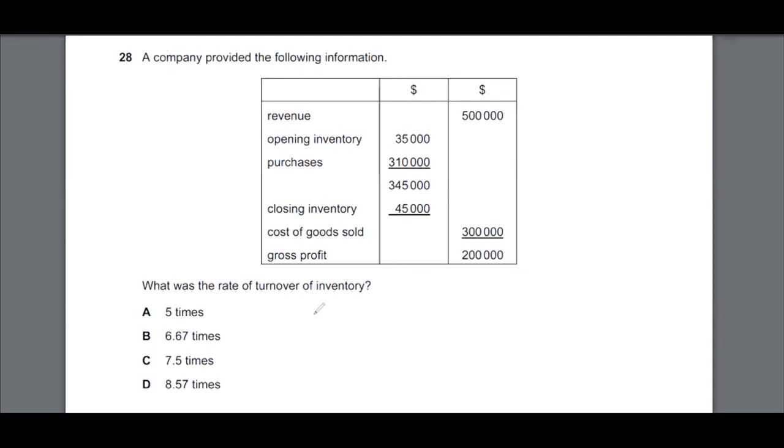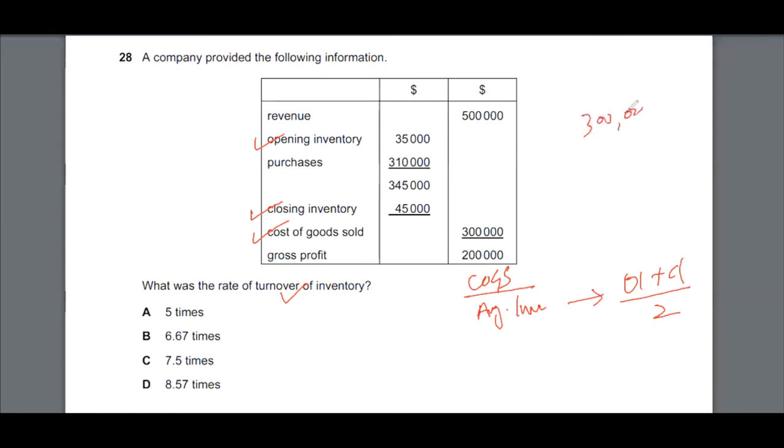Multiple choice 28 is about accounting ratios. You need to calculate turnover of inventory, which is simply COGS over average inventory. How do you calculate average inventory? That's opening inventory plus closing inventory over 2. You are provided with opening inventory, closing inventory, and cost of sales. So you have all these 3 numbers, and I urge you to calculate them by yourself, because that's the only way you will be able to learn, right?